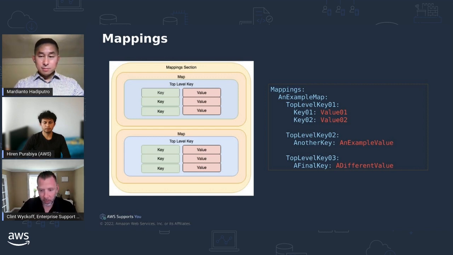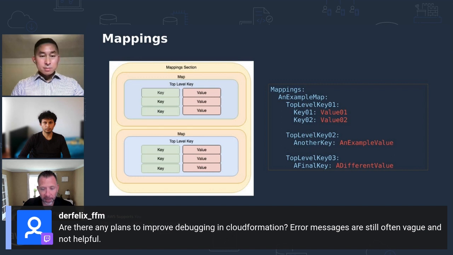There was another question that came in from Dear Felix, and they want to know, are there any plans to improve debugging in CloudFormation? Error messages are still often vague and not helpful. Yeah, I think that's also a good input. So thank you for that. I do see the same things from my customers. That's something that I don't know the answer to right now, but I can check with the CloudFormation product team. And you can also put that in your AWS repos, and we'll get back to you there.